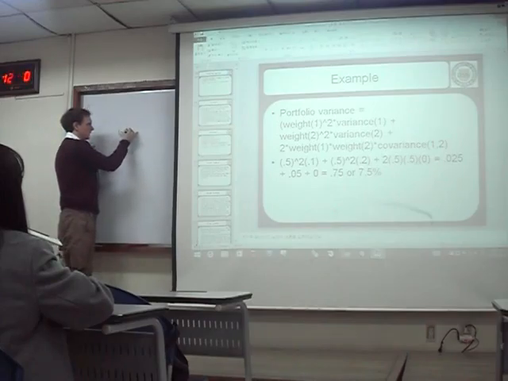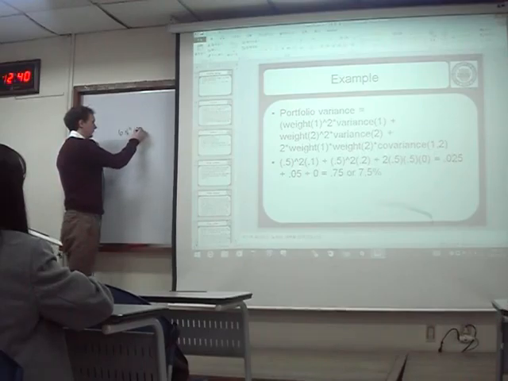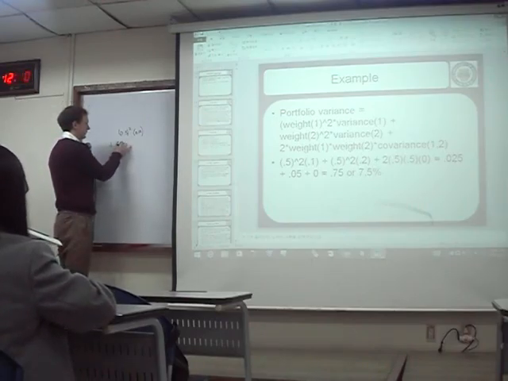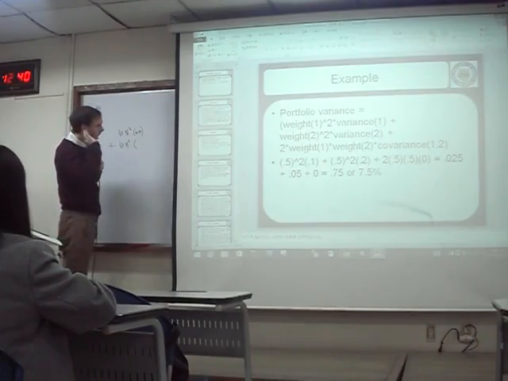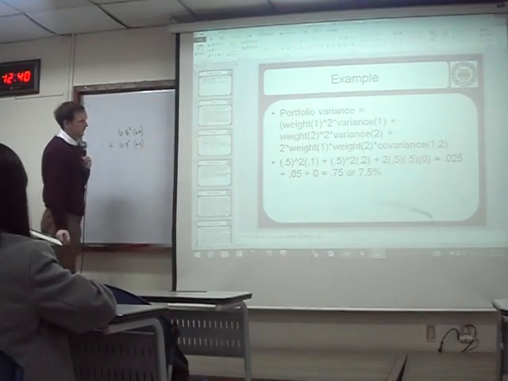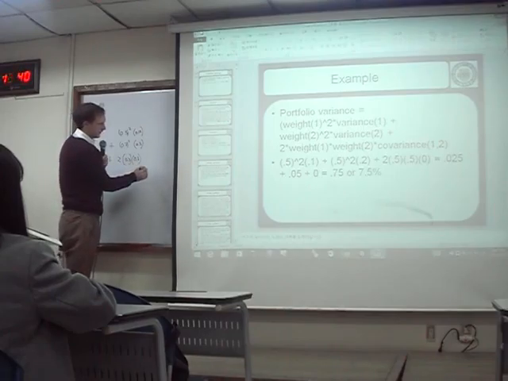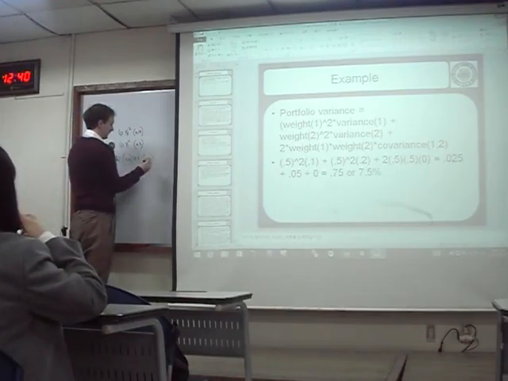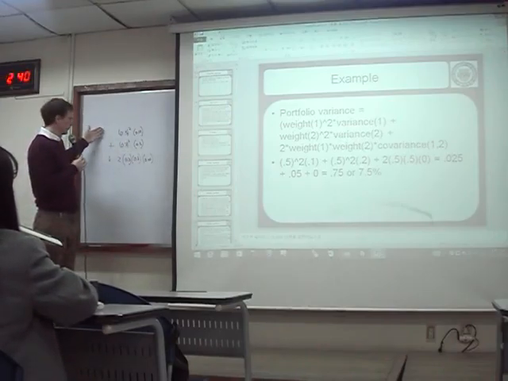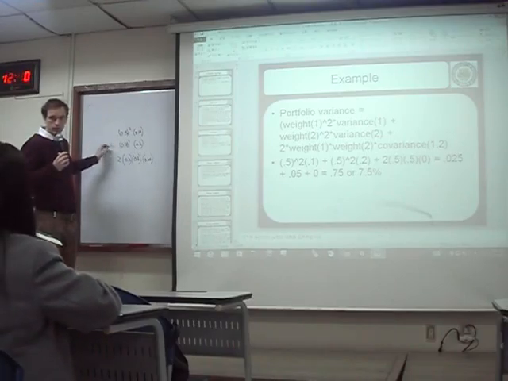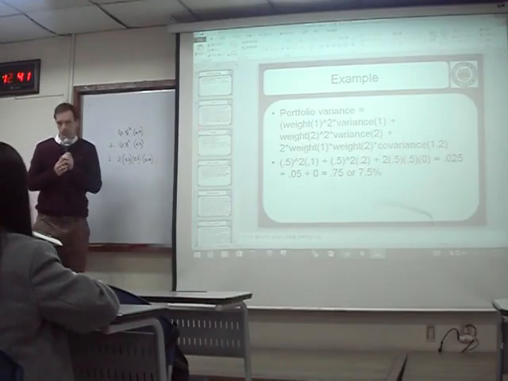Okay, so it's going to be 0.3 squared. What's the variance of 1? 0.15. Okay, and then that's going to be plus 0.7 squared times 0.3. Okay, and then plus twice. We already looked, weight 1 is 0.3, weight 2 is 0.7. And then 0.05. So we won't do out all the calculation, okay? But you get half points for writing out the equation properly, putting the right thing in the right place. Then we finish the calculation and get our answer. Okay, do you have any question?